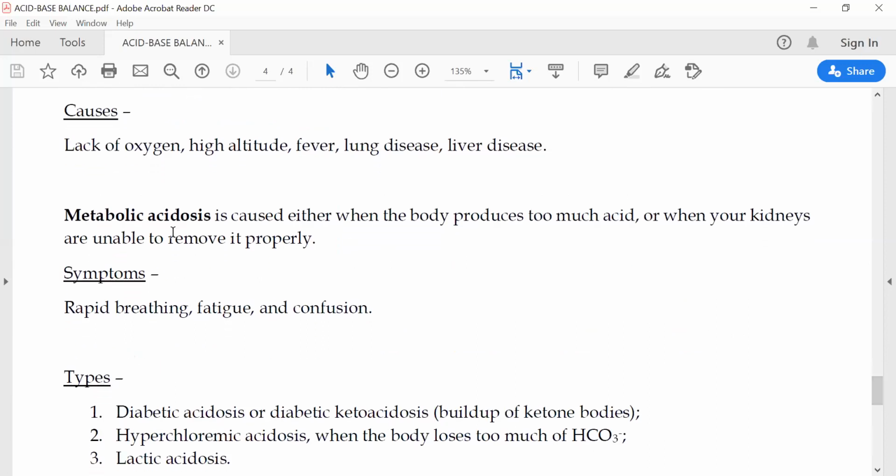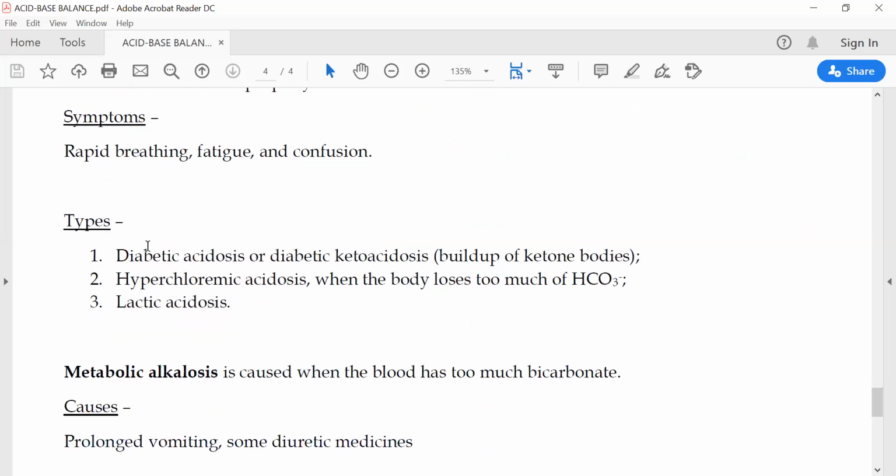Metabolic acidosis is very simple. When the amount of acidic compounds increases in the body and we cannot remove it, then it becomes metabolic acidosis. Symptoms I have given here. There are three types. Number one is diabetic acidosis, also called diabetic ketoacidosis. Next one is called hyperchloremic acidosis, when the blood loses too much bicarbonate. The third one is lactic acidosis. So you just have to remember what metabolic acidosis is: when the amount of acidic compounds increases in the body and we cannot remove them.